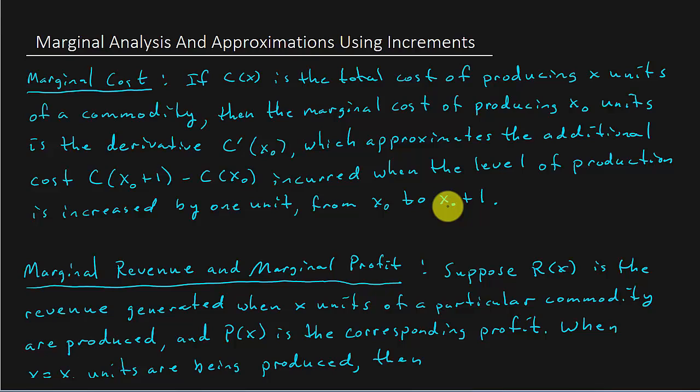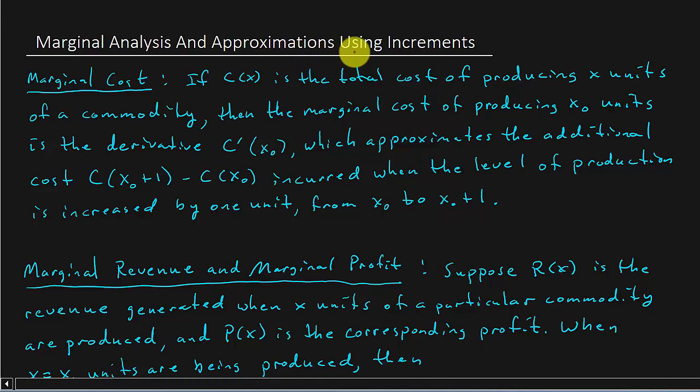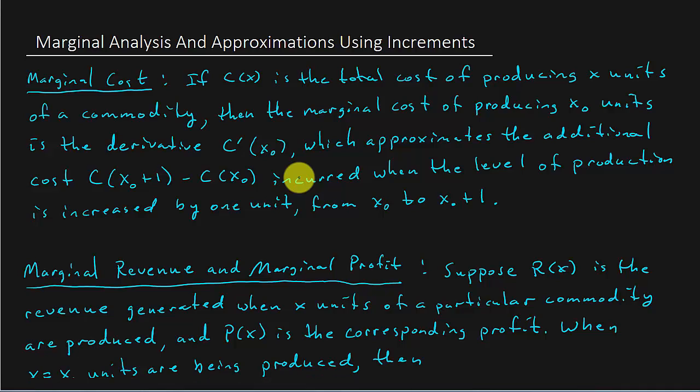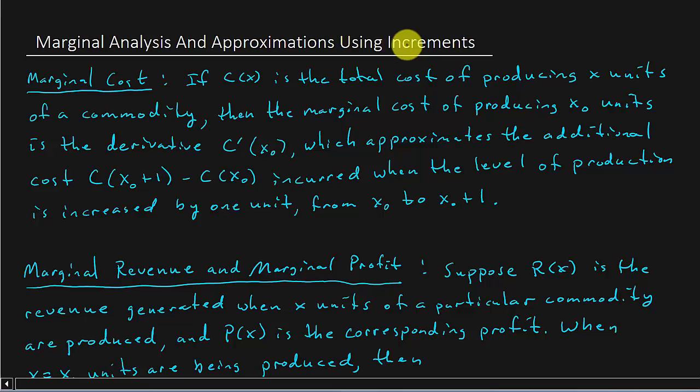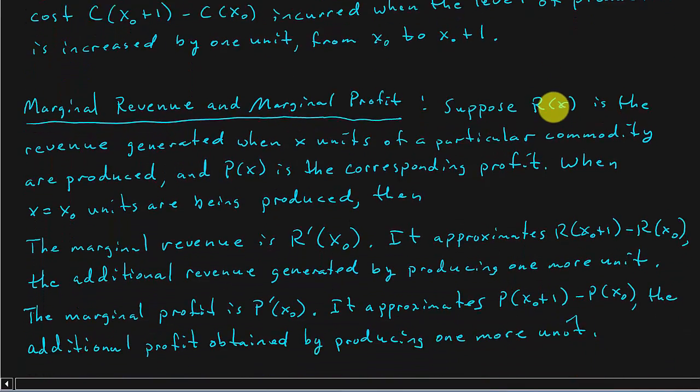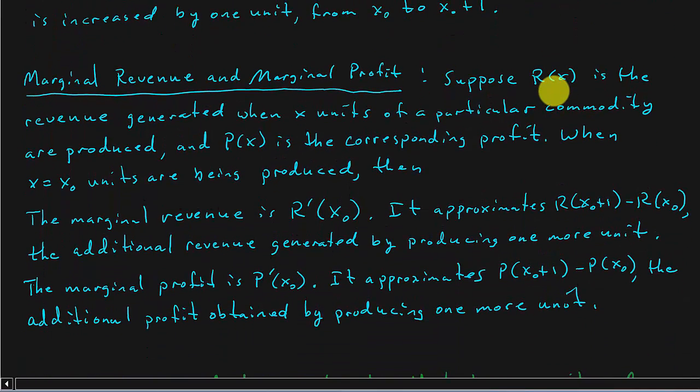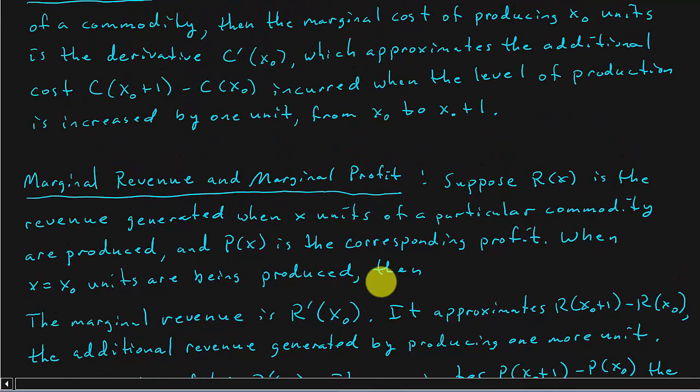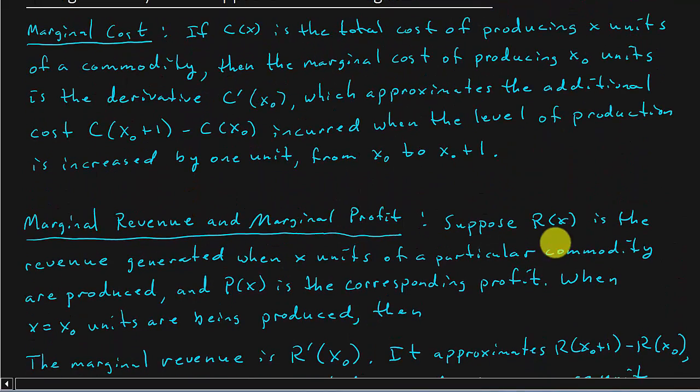Okay, and that's where the approximation using increments comes in. Notice this is when you increase it by 1 unit. But what if you want to increase it by half a unit? That's where using increments comes in, and that's towards the end of the video. We'll do some problems with that. And then marginal revenue and marginal profit, it's similar. It's just done with the revenue and profit function instead of the cost function.